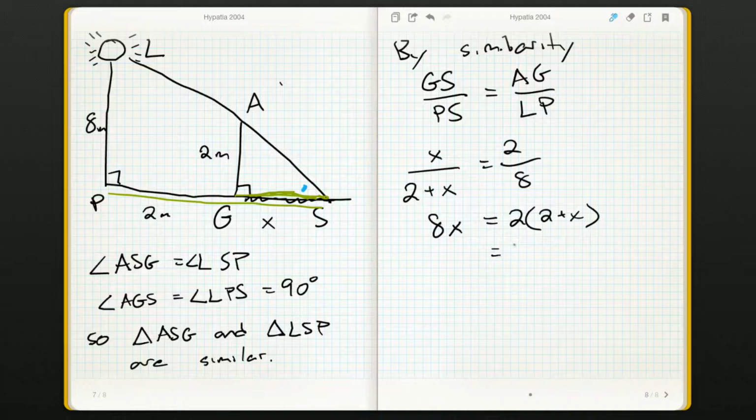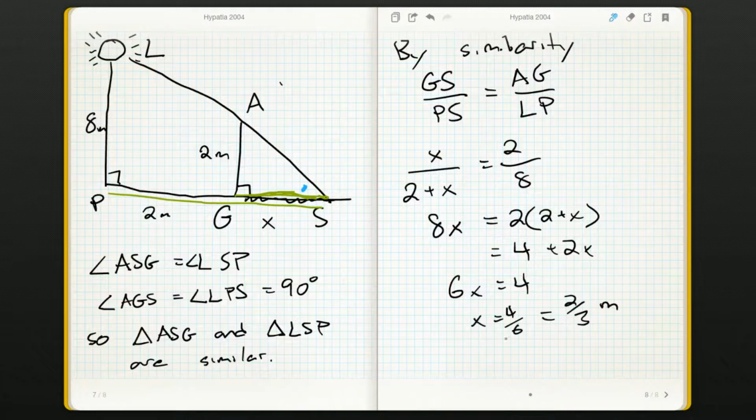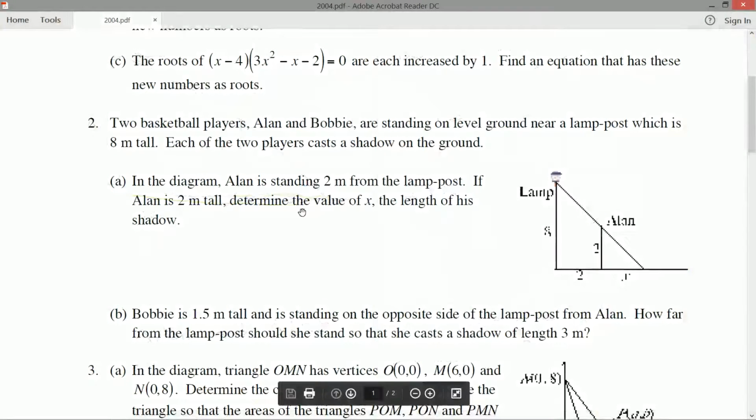So 8x is 4 plus 2x. I'll bring the 2x over to the other side. 6x is 4. x is 4 over 6, or 2/3 meter. So the shadow is 2/3 of a meter long. And that was what we were asked for in meters. Determine the value of x, the length of the shadow. There we go. 2/3 of a meter.